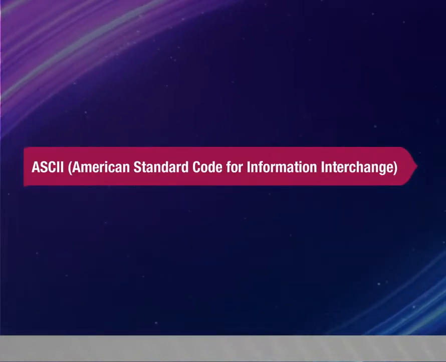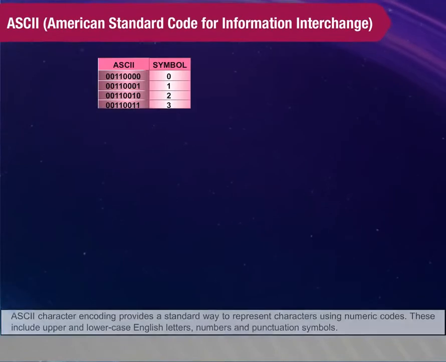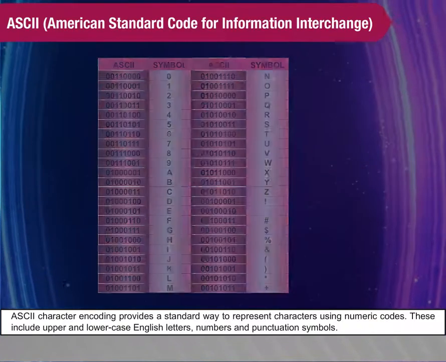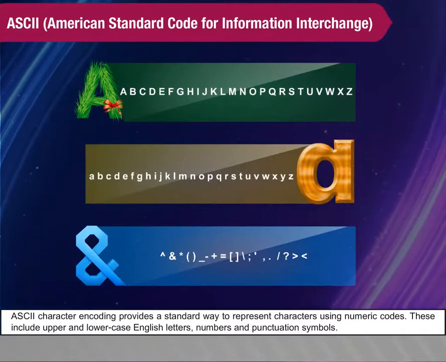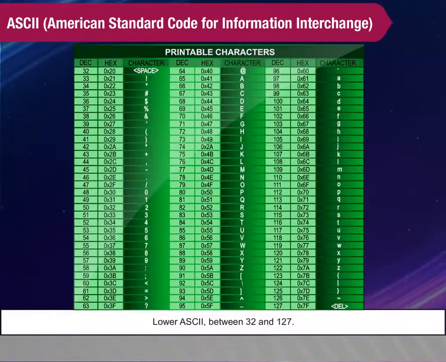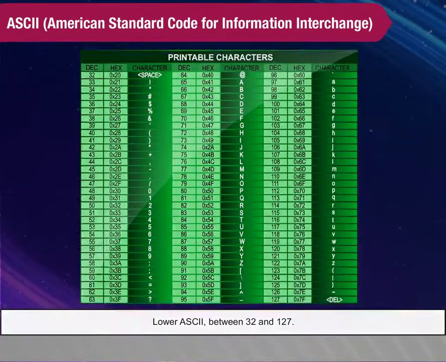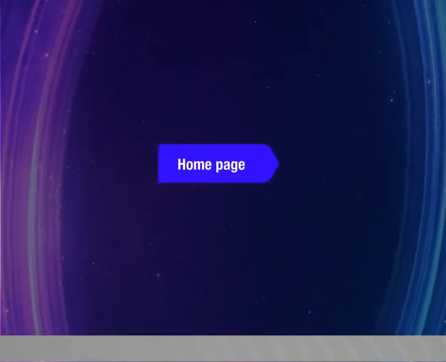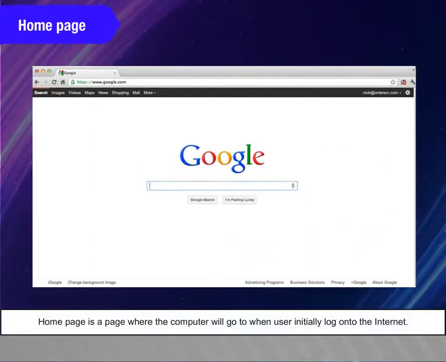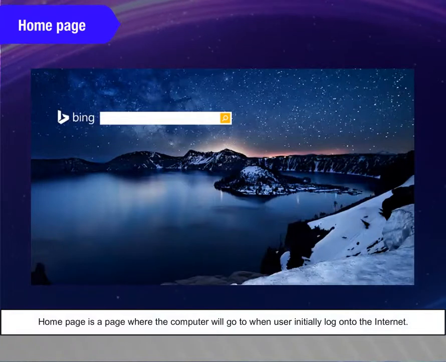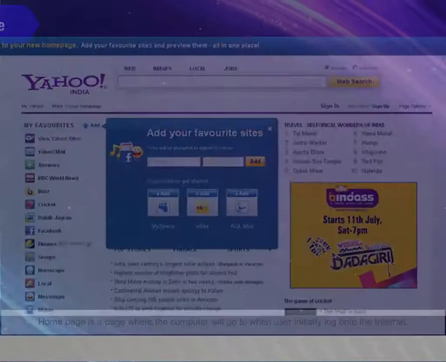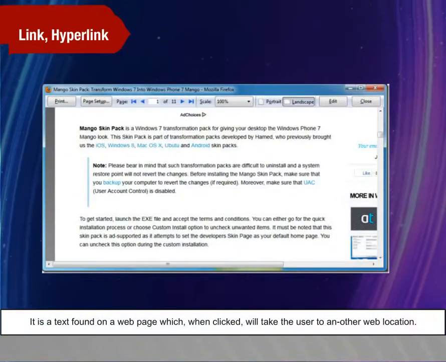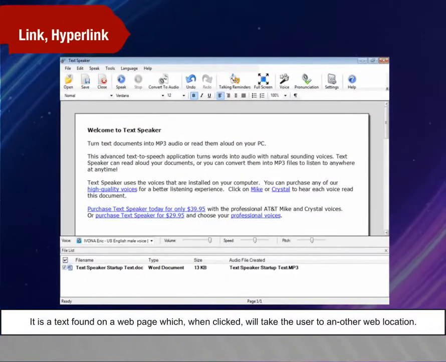ASCII, that is American Standard Code for Information Interchange. ASCII character encoding provides a standard way to represent characters using numeric codes. These include upper and lowercase English letters, numbers, and punctuation symbols. Lower ASCII between 32 and 127. Higher ASCII between 128 and 255. Home page. Home page is a page where the computer will go to when user initially logs on to the Internet. Link, hyperlink. It is a text found on a web page which, when clicked, will take the user to another web location.